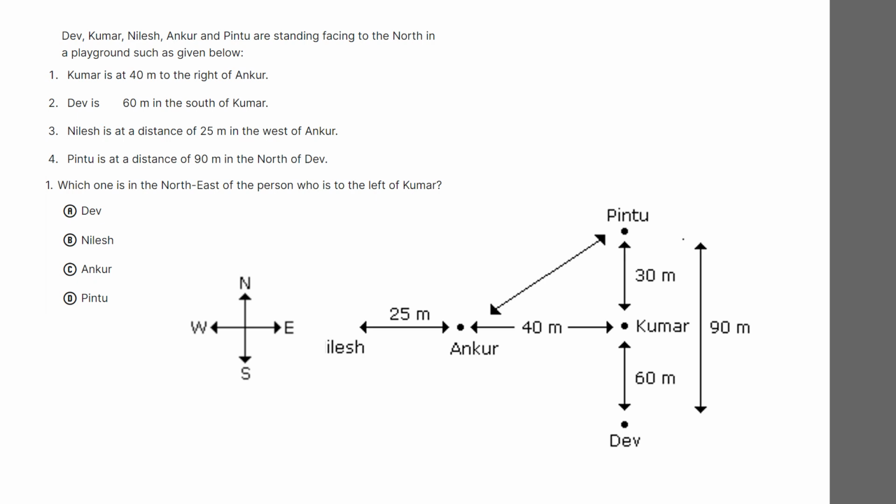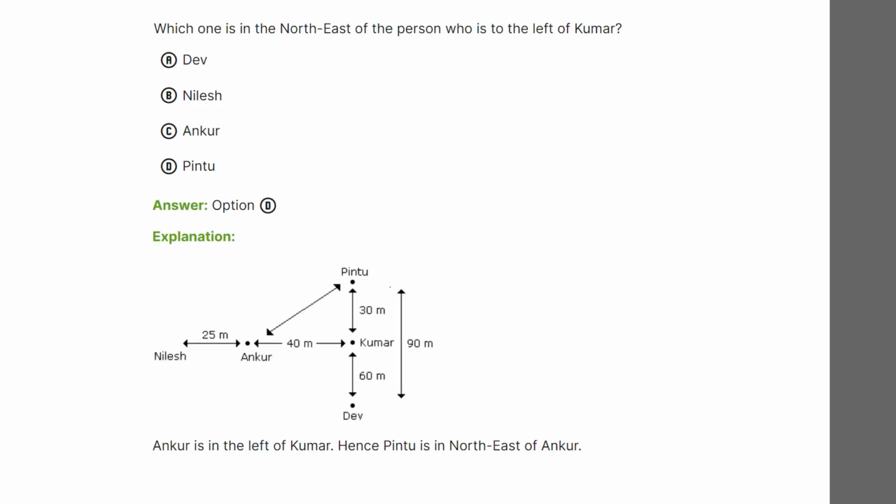Now northeast of the person who is to the left of Kumar. Now left of Kumar is, go back to the Kumar position, left of Kumar is Ankur. Ankur's northeast direction is Pintu. Yes, so this is how we have the D option, Pintu, as the answer. The northeast of Ankur is Pintu at the diagonal position which is given.